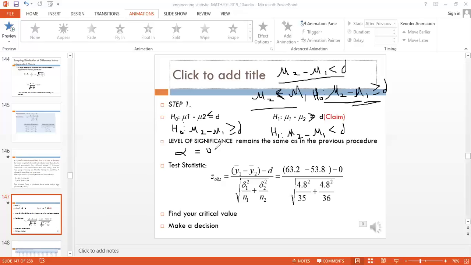0.05, and your test statistic, like you know, is stated here, but as I told you earlier, this is going to be 0, and then we've been given y1, we're also given y2, and we're given the variance of the population to be 4.8 respectively, and the sample size to be what? 35 and 36. So do the calculation for me. Find 63 minus 2 over 53.8 over the denominator. Calculate it for me. Let me have the answer.